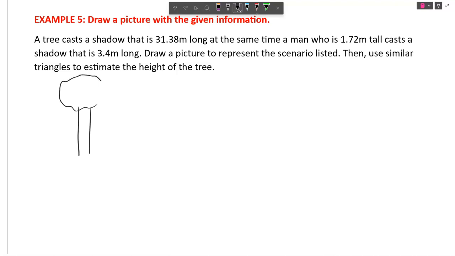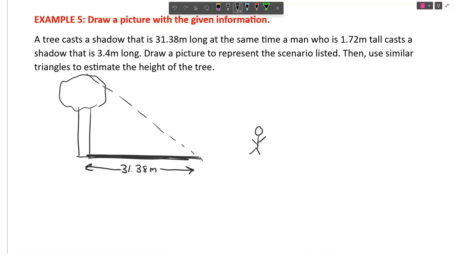So I have my tree, okay? And then I have my person. So we'll draw them somewhere else off in the distance, okay? The tree's shadow that we are now being told here is 31.38 meters long. So that's going to be the bottom side of the triangle that's going to be created here. So that dotted line is just the imaginary third side that makes our triangle.